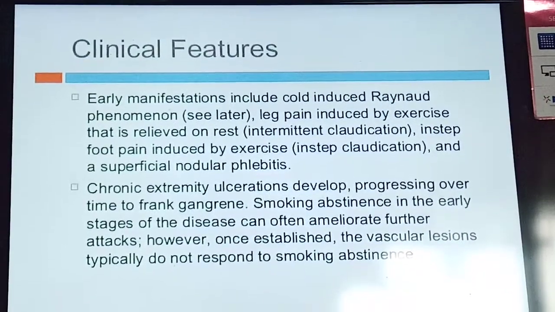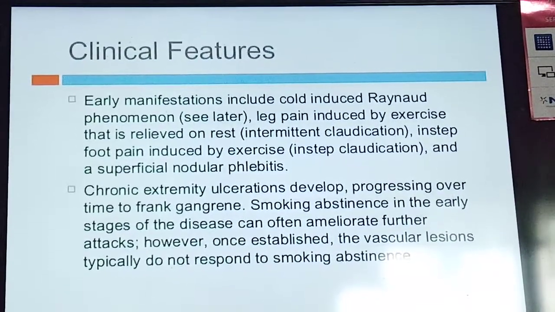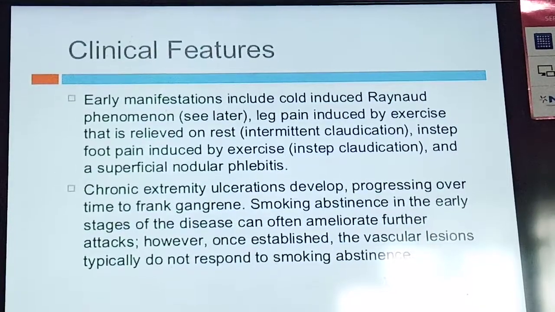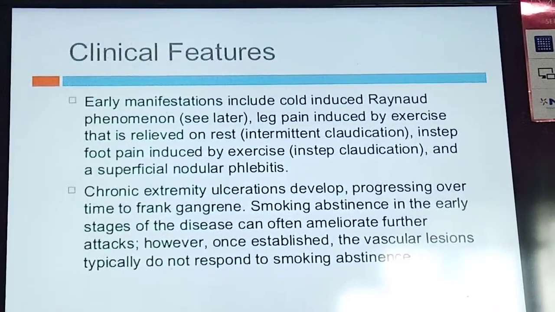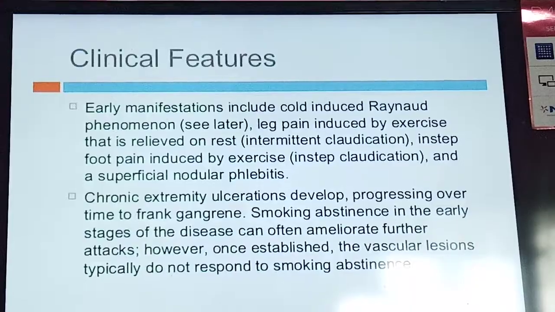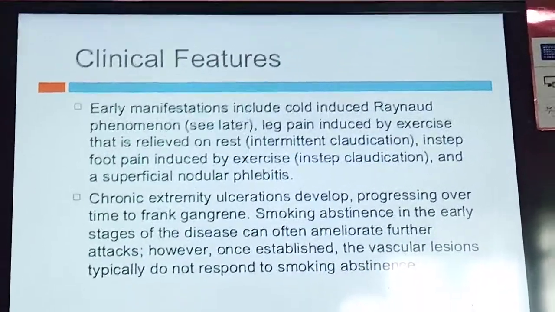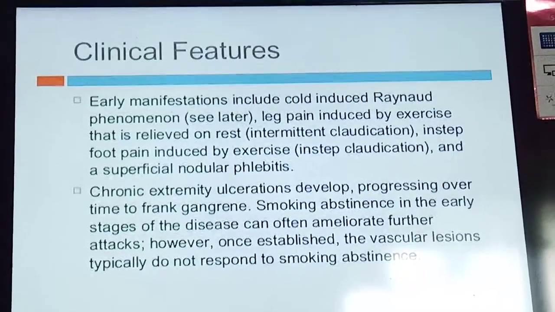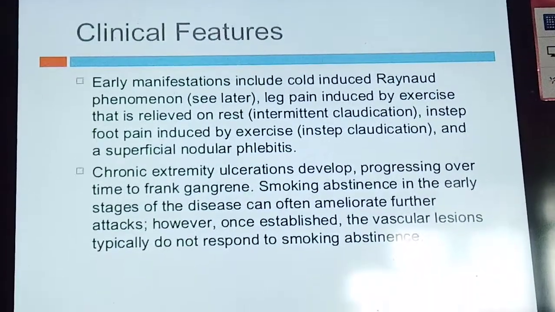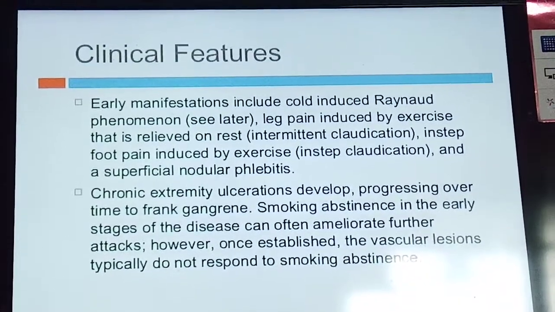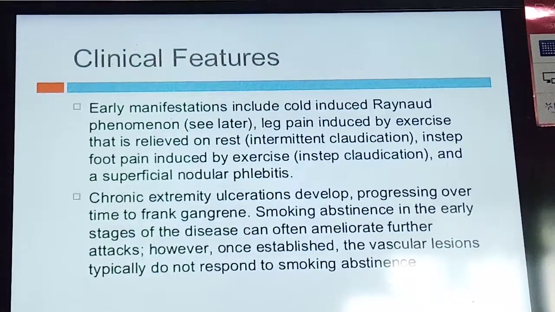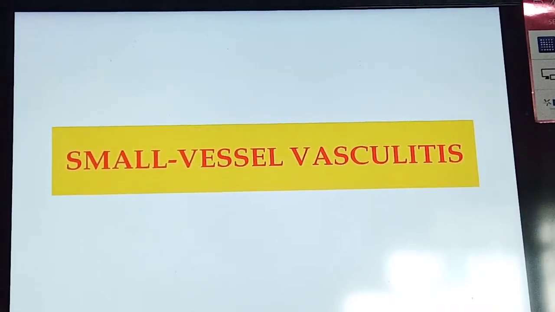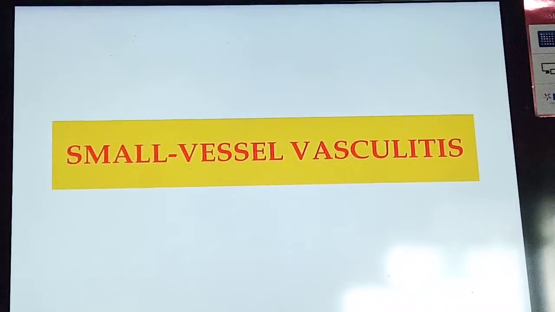In the chronic phase, there is development of ulceration progressing over time to frank gangrene. Smoking cessation in early stages of the disease can often ameliorate further attacks. However, once established, the vascular lesions typically do not respond to smoking cessation. Now come to small vessel vasculitis.